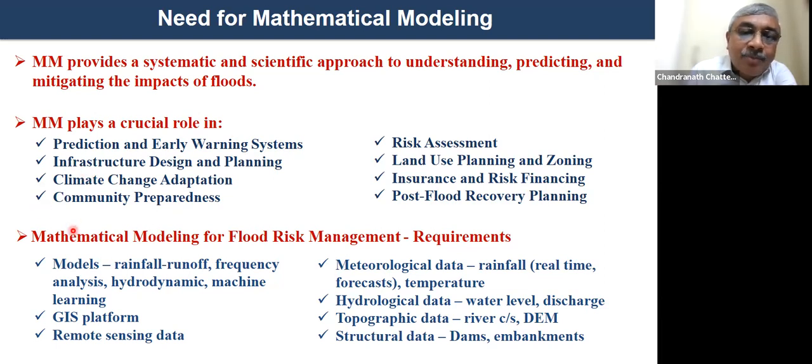Now, once you talk of mathematical modeling, what are its components, or its requirements? On the one side, you have models, whether hydrologic or hydraulic models, or machine learning tools, and a GIS platform. On the other side, you have all the data aspects, whether it's remote sensing data, hydrometeorological data, topographic data, or structural data. When we talk of advances in flood risk management, it could be advances in the models, or advances in the input data requirements. I'll talk about this in the coming slides. But before that, I go over some applications of flood risk management as case studies.